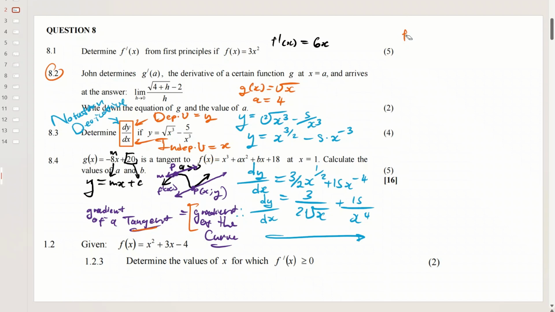Remember, the first derivative, guys, is always about what? Gradient. Yeah? It's always about the turning point, or the maximum or the minimum. And that's where the tangent happens. Yeah? So your first derivative, guys, is the same as what?